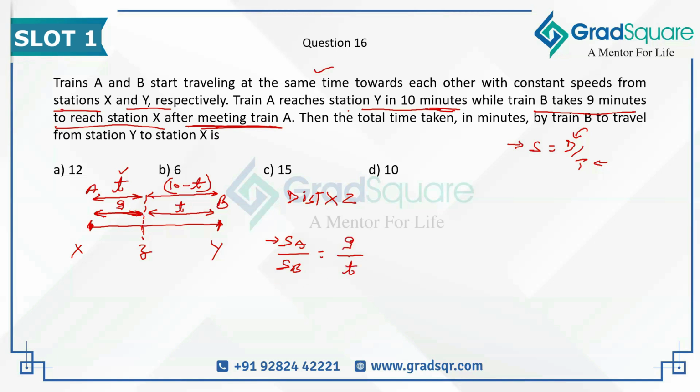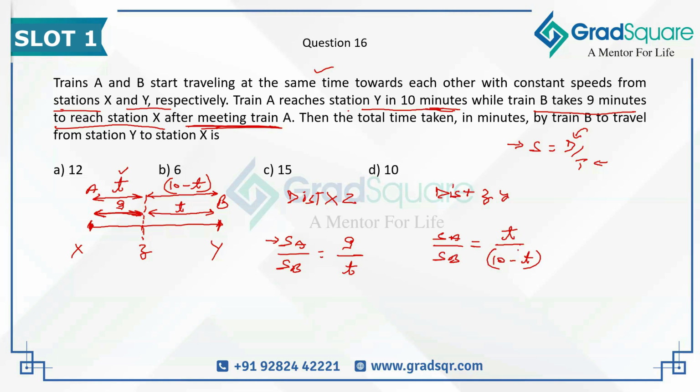It was 9. Similarly, if you keep the distance ZY constant, speed of A by speed of B is going to be equal to 10 minus t in the denominator, and in the numerator it will be what? It will be clear. Now solving this, we should be able to get down to the answer.